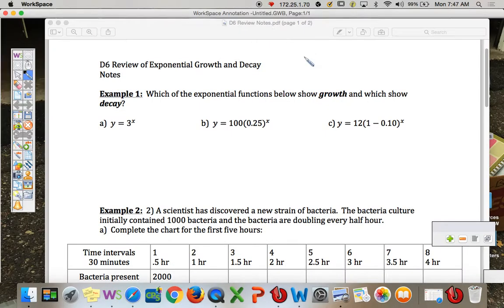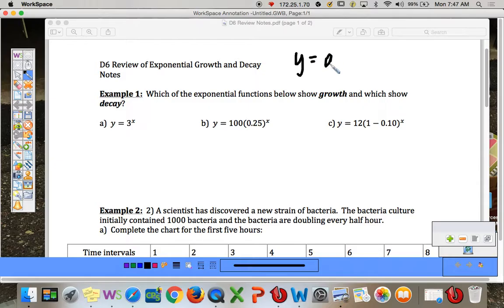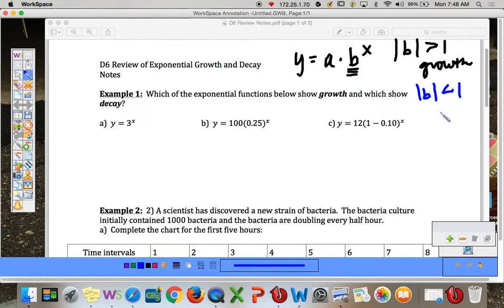And so remember, they're all in this form: y equals, we have a starting value times b to the x, and this is the key right here, the second number that has the exponent. If the absolute value of that number is greater than 1, it's growth. If I could write this right here. So if the absolute value of b is greater than 1, it's growth. If the absolute value of b is less than 1, it's going to be decay. So look for that b value.